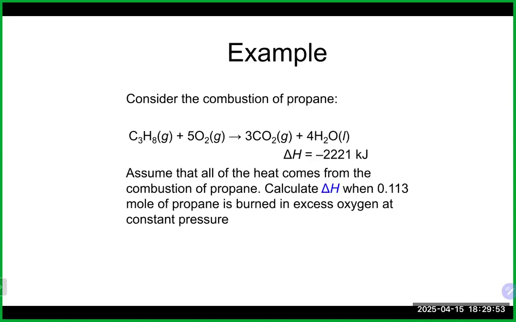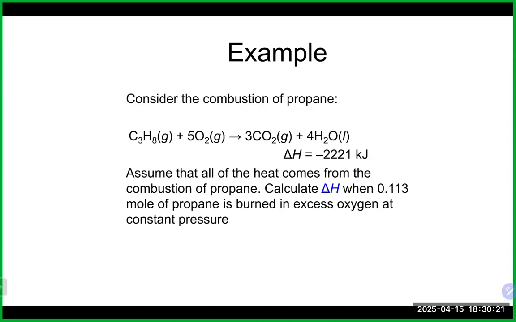All right, so let's try this one here. Consider the combustion of propane, which is C3H8. It gives this reaction a delta H overall of minus 2221. I'll get that right. A lot of 2's and a 1 there. Assume that all the heat comes from the combustion of propane. We want to calculate the delta H when 0.113 moles of propane is burned in excess oxygen.